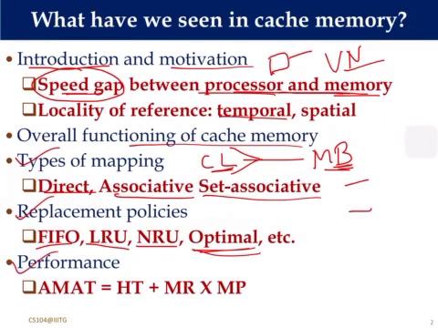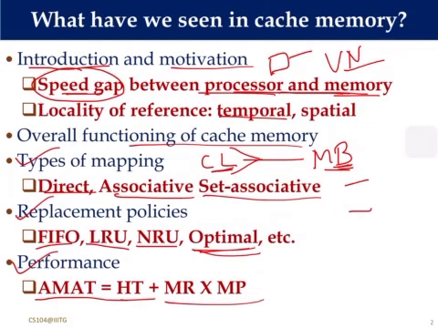Then we saw the performance of cache memory. What do we mean by performance? That was measured in terms of average memory access time, which is hit time plus miss rate times miss penalty. These are the things we have already seen.